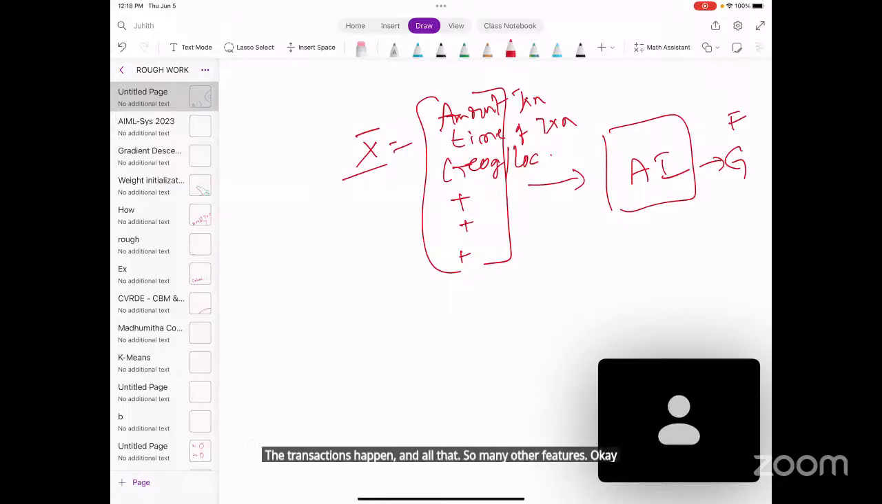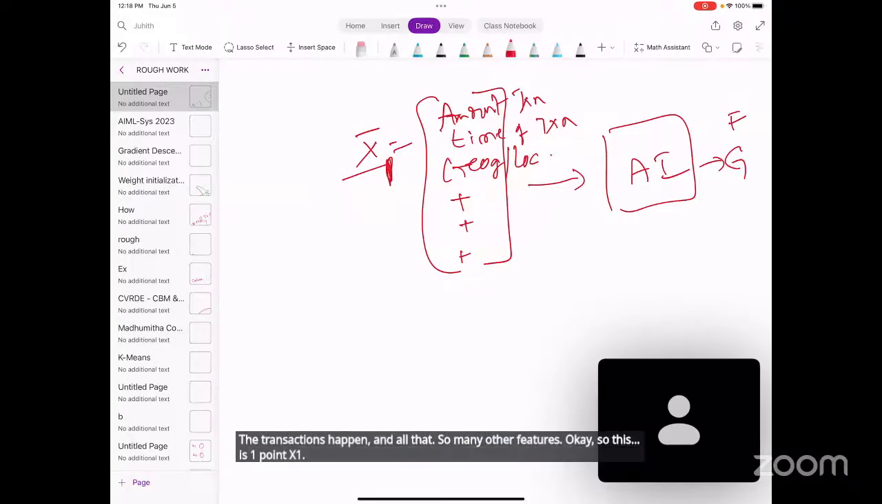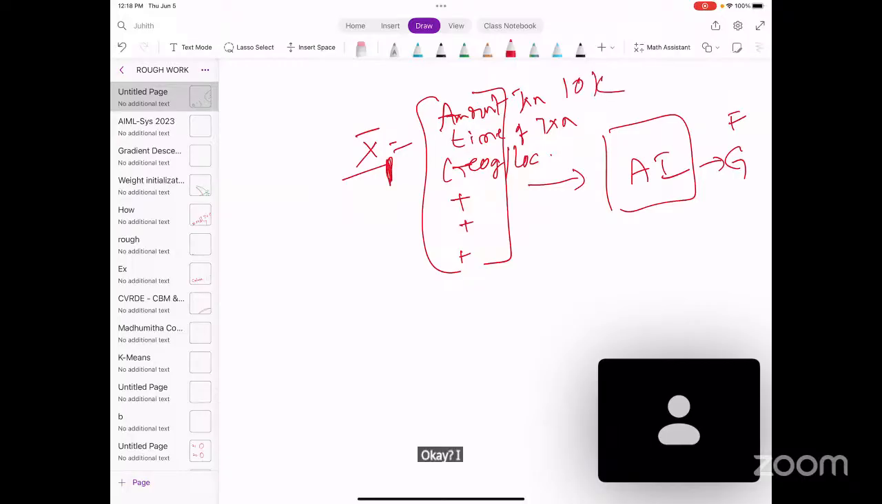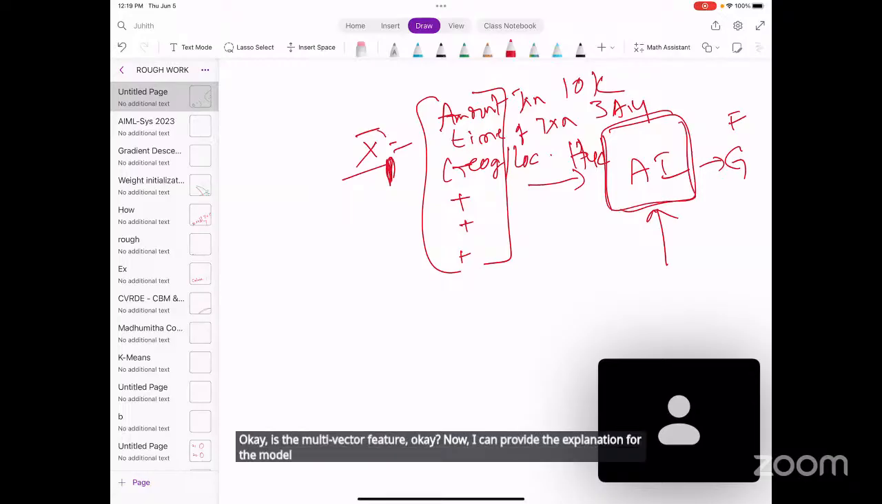Okay, so this is 1 point, x1. Say 10,000, 3 a.m., somewhere in Hyderabad. All of this becomes one sample, x1. x is the multi-dimensional feature vector. Now I can provide the explanation for the model within the neighborhood of this x.